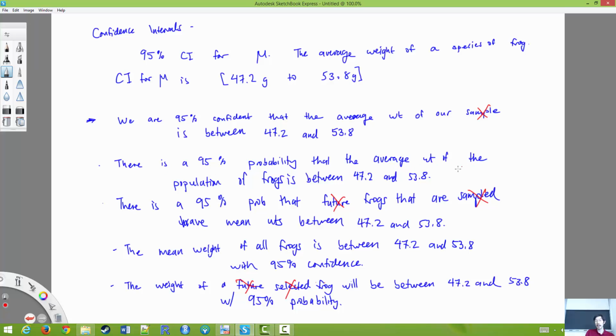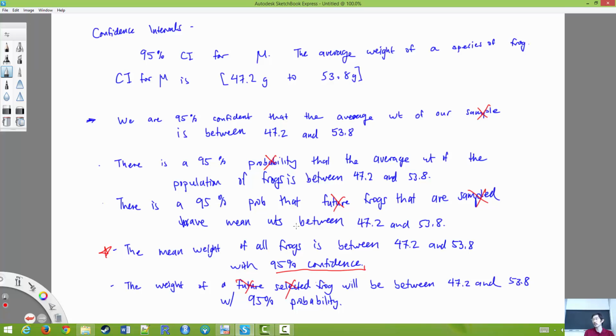There's a 95% probability that the average weight of the population of frogs is between 47.2 and 53.8. And here it says the mean weight of all frogs is between 47.2 and 53.8 with 95% confidence. So there's this difference between confidence and probability. Probability is not correct, so we want to choose the one that says confidence. And then why can't we say probability then? We cannot say probability because when we do a confidence interval, we are making a statement about the population, and it only makes sense to talk about probability if there's uncertainty. So we talk about the probability that a coin that I flip will land on heads or tails. But once the coin has flipped, there's no uncertainty, so it doesn't make sense to talk about probability there.